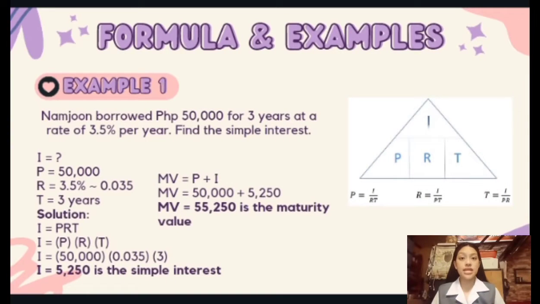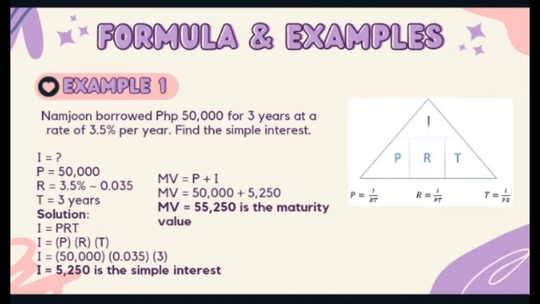Let me give you an example. First example, Namjoon borrowed 50,000 for 3 years at a rate of 3.5% per year. Find the simple interest. Use your scientific calculator to solve this problem. The solution is I is equals to PRT. So that's I is equals to 50,000, 0.35, and 3. So if you multiply those given, you'll get I is equals to 5,250. And that's the simple interest.